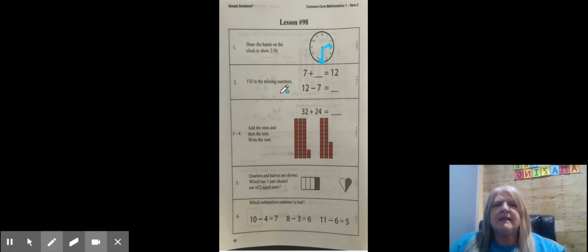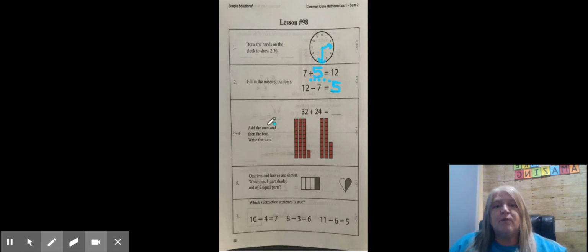Number 2, fill in the missing numbers. 7 plus blank equals 12. So I'm going to count up. 7, 8, 9, 10, 11, 12, and I made 5 counters. So 7 plus 5 equals 12. When I see that this has a 12 and a 7 also, then I know that my other number for my fact family is a 5. So if 7 plus 5 equals 12, then 12 minus the 7 equals 5. It's just a different way with the number bond.